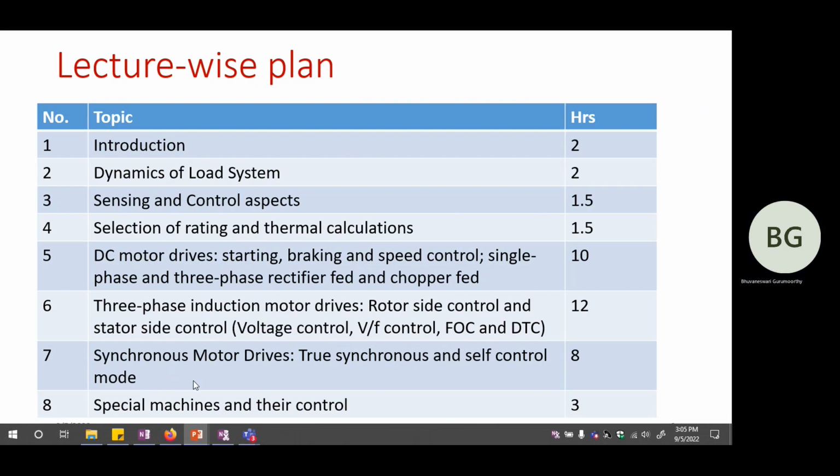Finally, if time permits, we are going to look at special machines like permanent magnet brushless DC motor, stepper motors, as well as switched reluctance motor. So we will try to devote about 3 hours to special machines and their control.